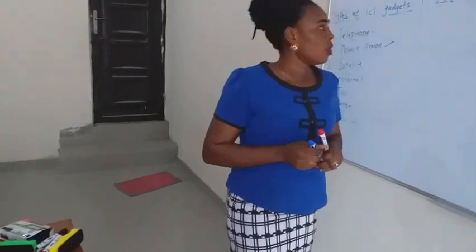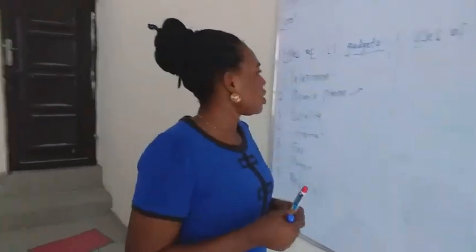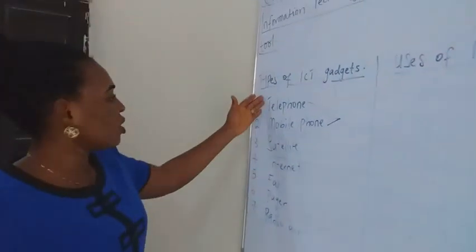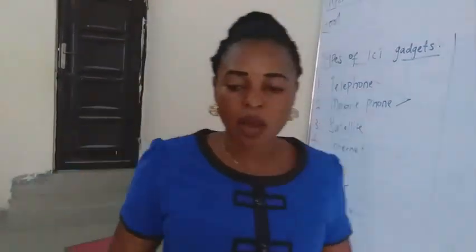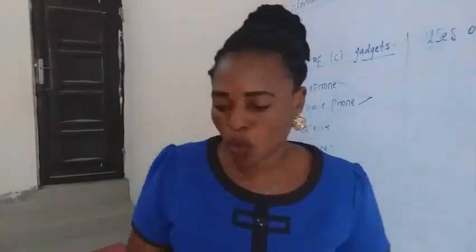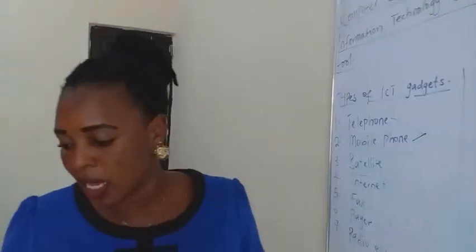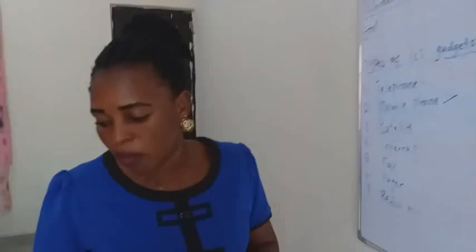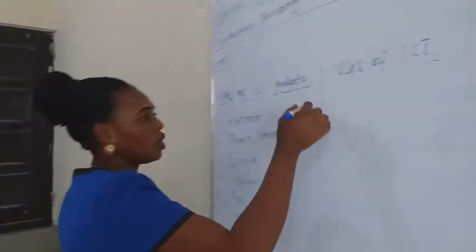All right, we are going to look at the uses of ICT. What are the uses of ICT? All these gadgets that have been mentioned here, how are they used? How are they of any use to us? Number one of the uses of ICT is that it is used for information gathering, processing, and distribution.